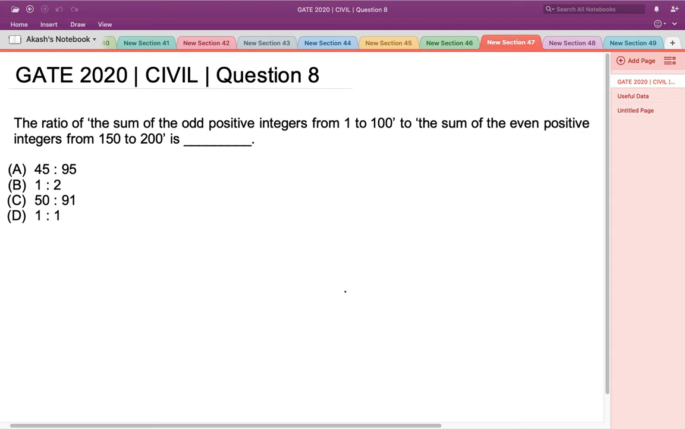Hello everyone, this is the question asked in GATE 2020 Civil Engineering Set 2. The ratio of the sum of two odd positive integers from 1 to 100 to the sum of even positive integers from 150 to 200 is.